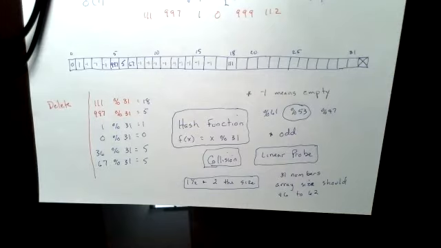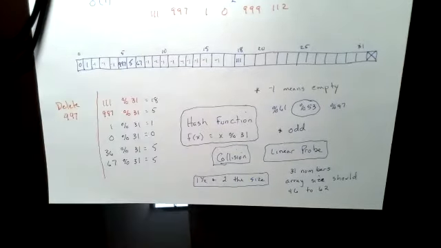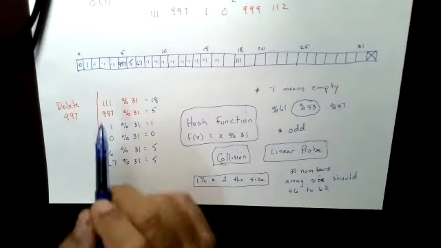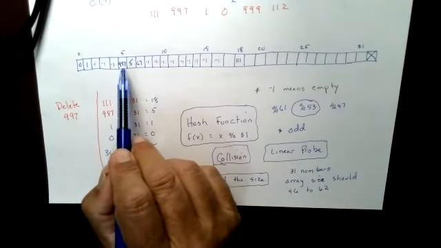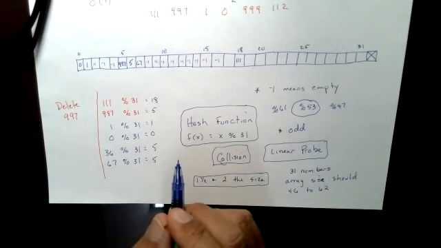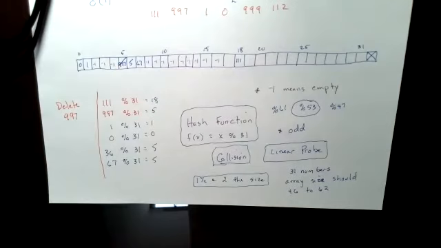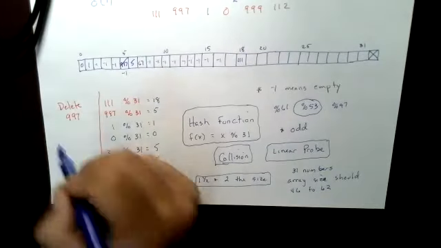Okay, so I want to delete. The first number I'd like to delete is 997, which means I go up to this spot and say, okay, I found it. I applied the hash function. I went to 5. There it is, and I want to get rid of it. I'm deleting it out of the array. Cross it off. I need to put something in there. What do I need to put in? -1. Good.